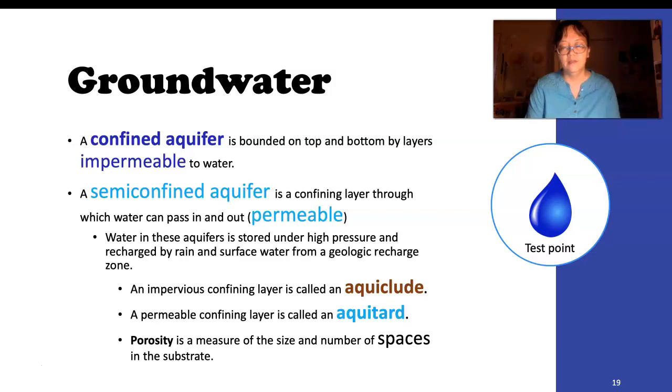So porosity is also very important because that's the spaces in the substrate where the water goes into. Porosity is a measure of the size of the number of spaces in the substrate.